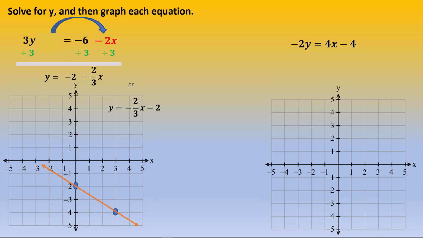This equation is almost in slope-intercept form. The x term is already on the right side, but we still have a coefficient with y. So we must divide by -2, which gives us y equals -2x plus 2. We plot the y-intercept at 2, we go down 2 and over 1 for the slope, and then we draw the line through the 2 points.